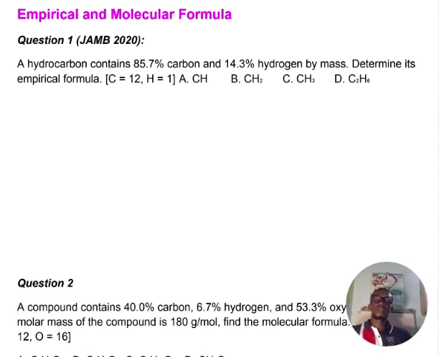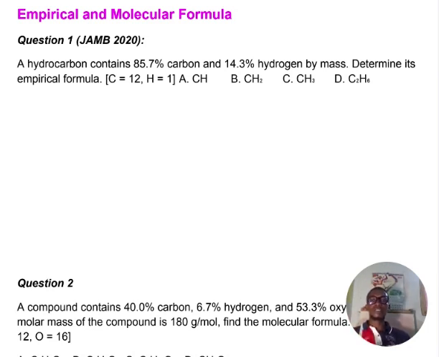In today's class, we'll be talking about empirical and molecular formula. We'll look at some exam questions. Now, what is the empirical formula? The empirical formula is known as the simplest formula. It is simply defined as the simplest formula of a compound.